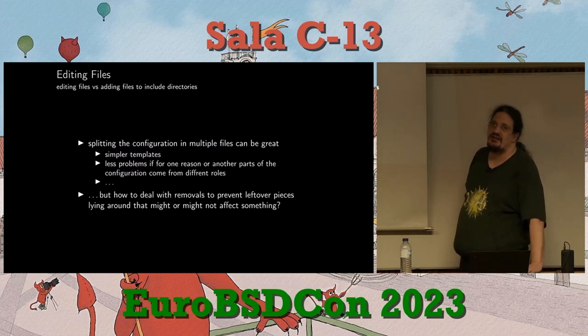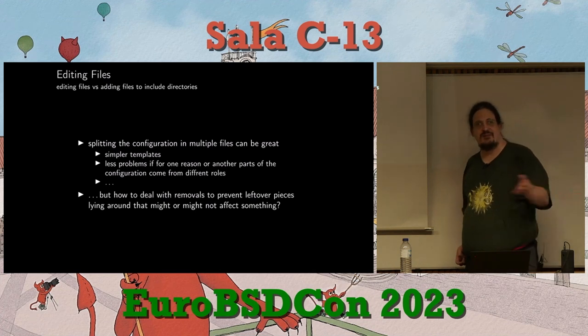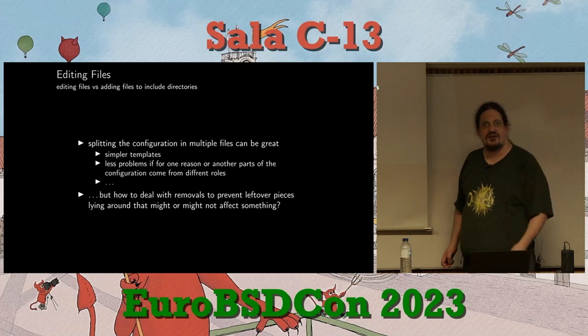I mean, the splitting out part is quite useful because it makes for simpler, smaller structures. It can be solved. I've seen it being solved by explicitly including the files, and then the files might still lay around, but they're no longer used.